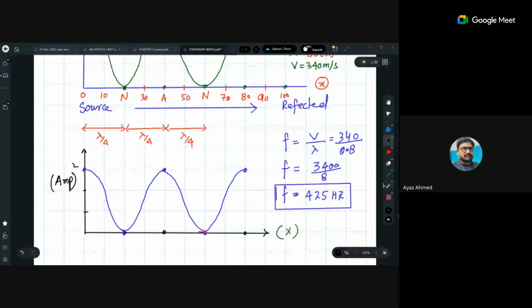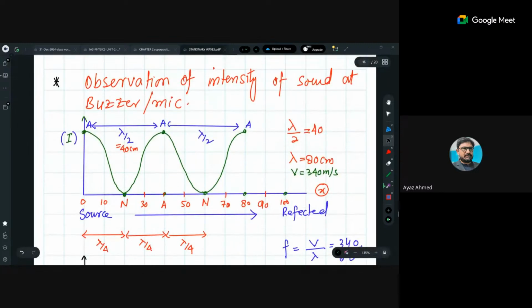There are 2 points which I have to mention. This is the reflected position, maybe reflection one, and this is the zeroth position. This is, let's say, your source side, and this is the open end. That's why I have written source, and here I have written reflector or reflected. So at the source the intensity is highest. This is node, this is antinode, this is node, this is antinode.